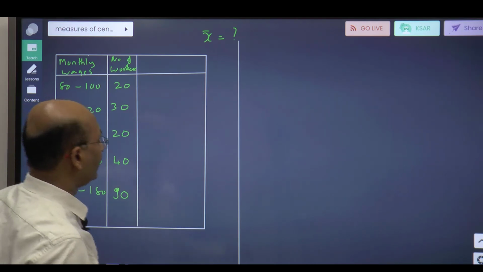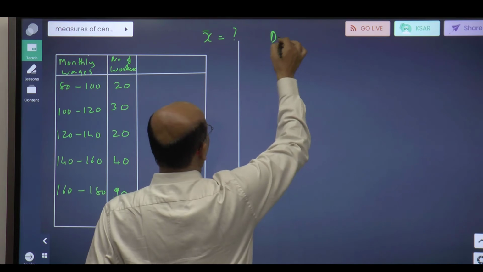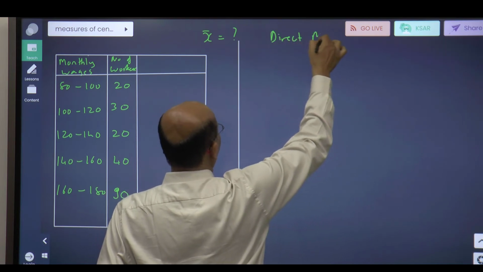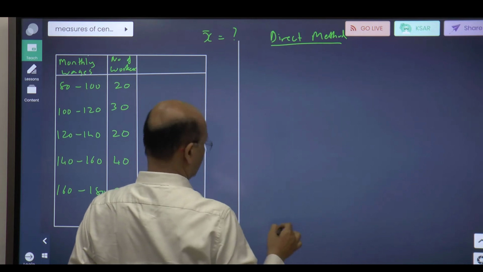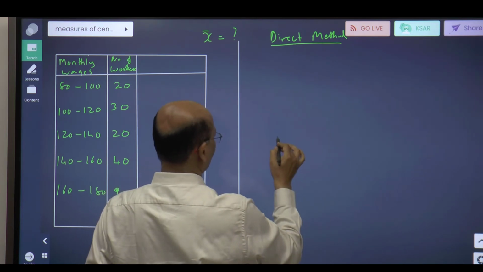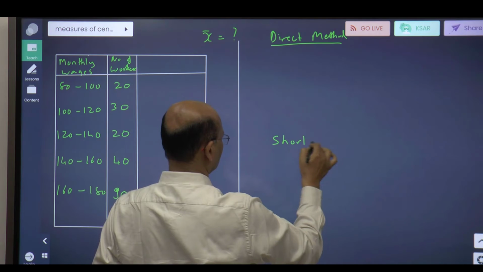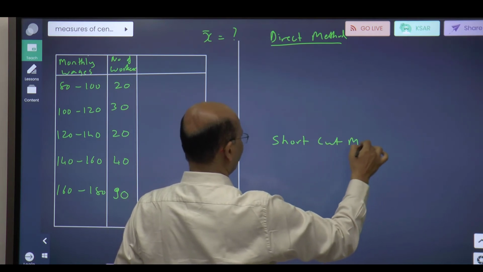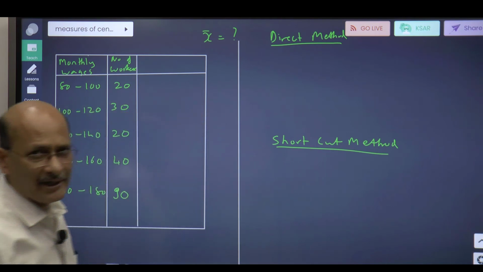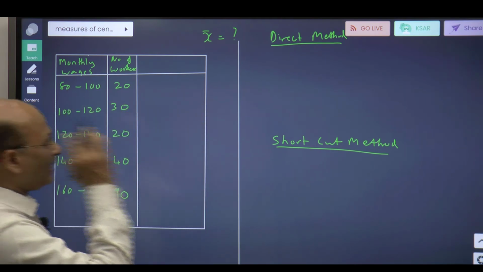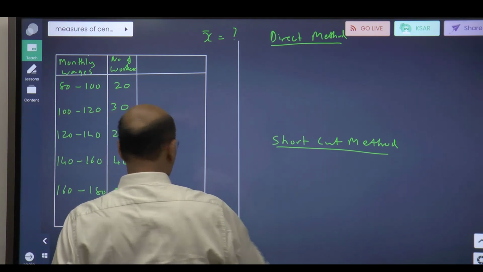Again, there is an issue here. They are asking for the direct method as well as the shortcut method also. Whatever it is, I can do both, no problem. Let us talk about the direct method first. By the direct method, everybody knows what the formula is.